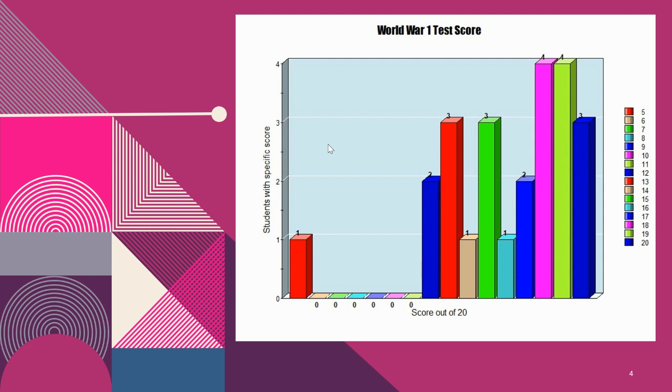Definitely not the world's greatest graph, in the sense that I prefer to have the numbers listed down here. It's got it color coded, but again, it's just a visual representation of what we already know. Our score out of 20, and the students with specific scores. You got one student with a 5, two students with 12, 3 students with 13, 1 with 14, 3 with 15, 1 with 16, 2 with 17, 4 with 18, 4 with 19, and 3 with 20. So again, you have a pretty serious outlier here. Most of your data is residing in 12 to 20.